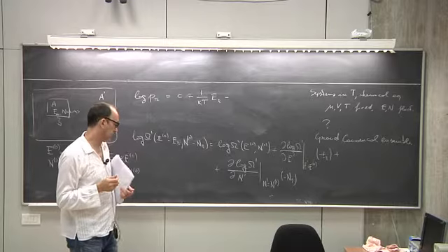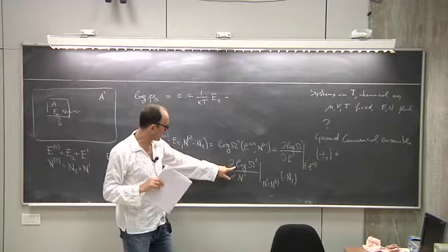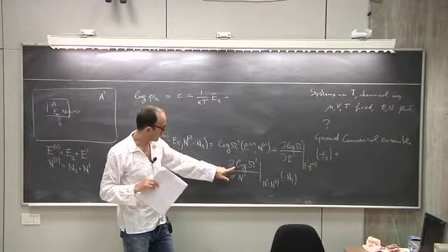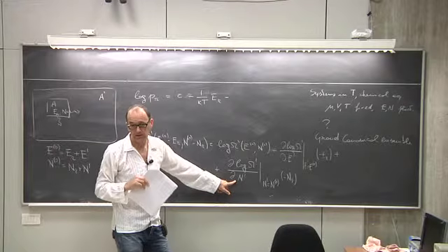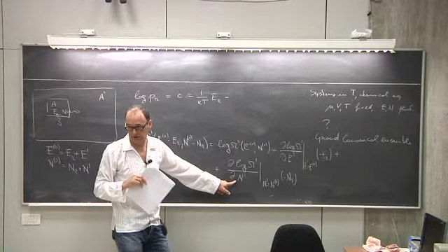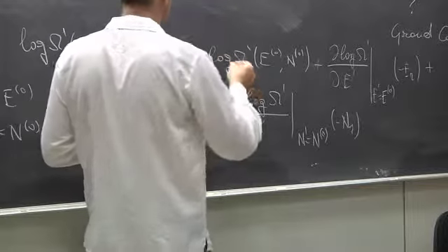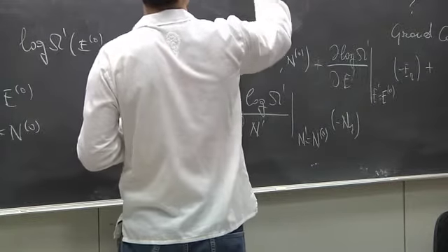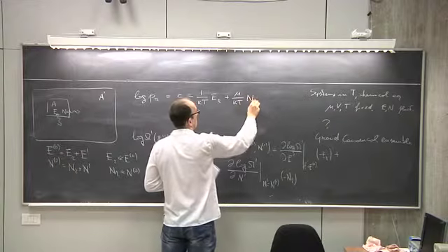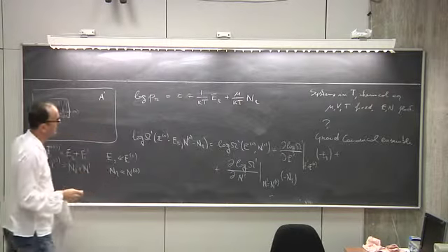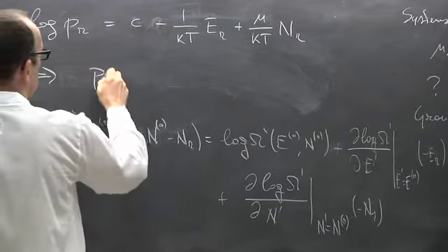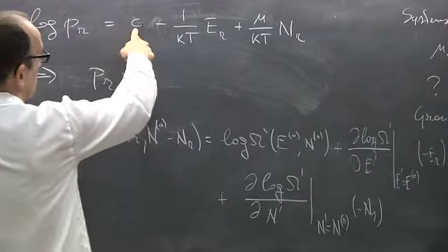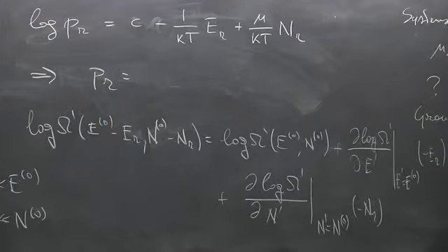And then we know that the derivative of the entropy with respect to N is minus the chemical potential divided by T. And so this will be plus mu divided by kT times NR. Okay? So from this it follows that, and this constant will be just determined by the normalization, because if I sum over all the states, the probability has to be 1.